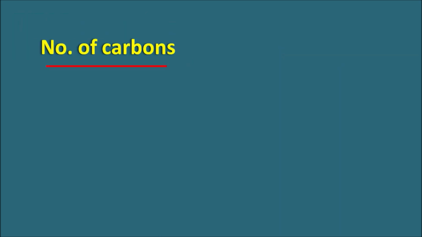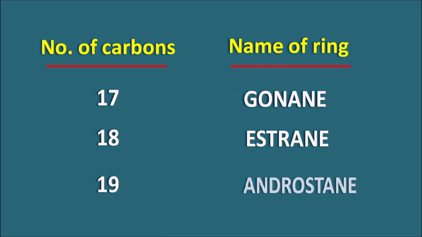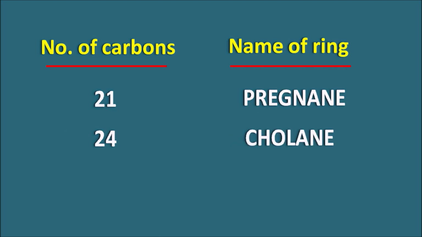Now let us see the number of carbons and the name of the corresponding ring system. The basic ring system has 17 carbons, and that ring is called gonane. With 18 carbons, it is called estrane. With 19 carbons, it is called androstane. You can see that these nuclei differ by 1: 17, 18, 19. So you can easily remember gonane, estrane and androstane. Then after 19, we do not go to 20, we jump to 21. 21 is pregnane. Then we jump to 24, that is cholane.